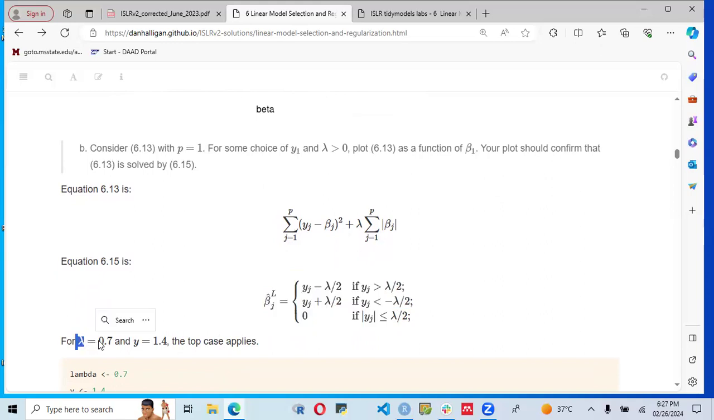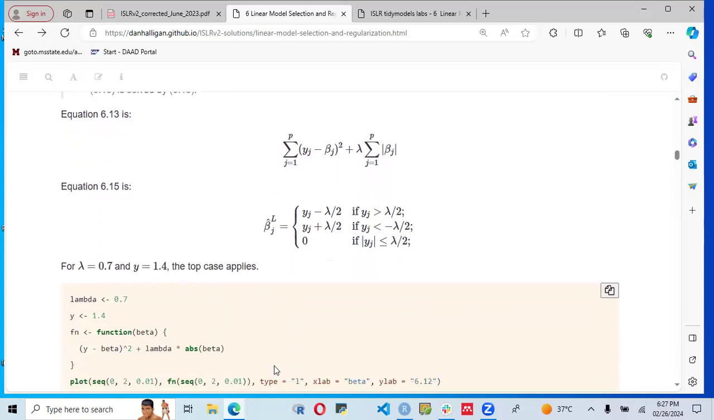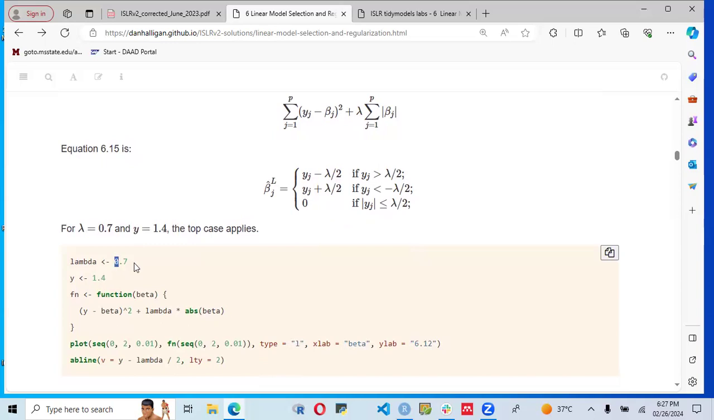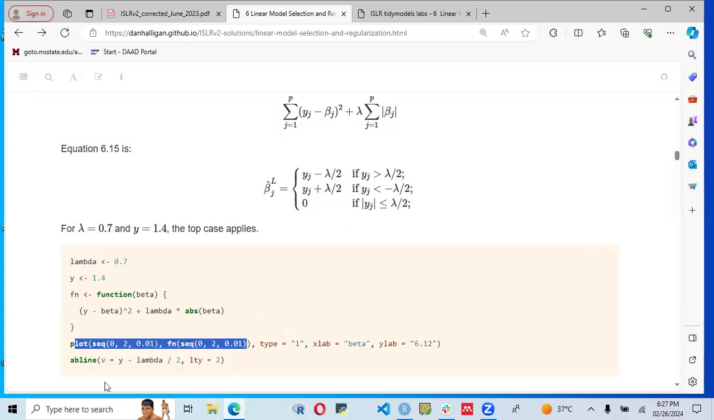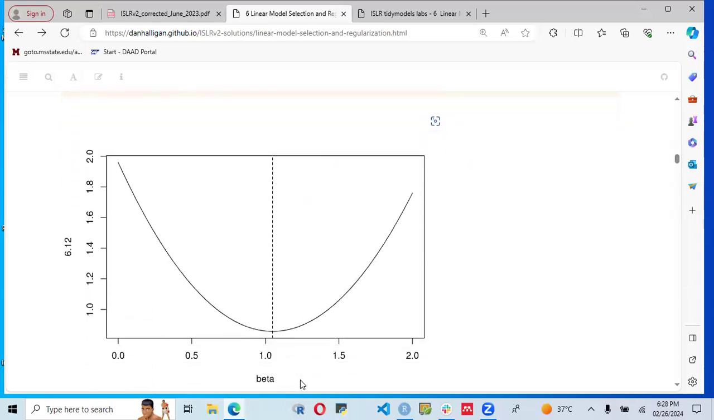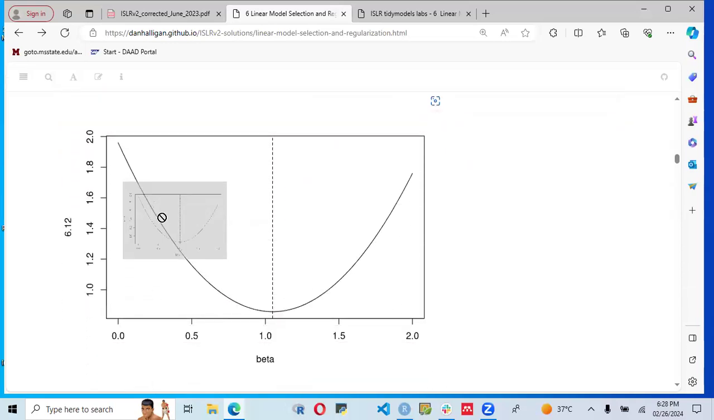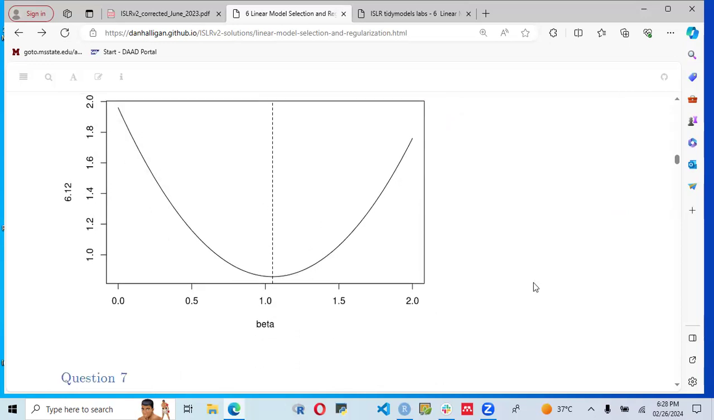So here we have lambda is 0.7 and y is 1.4, the top case applies. So here we can see that lambda is still this, y is this. So we define our plotting function. Then we now plot by calling the function. So we now put in the AB line. So we can see we still get our plot back.